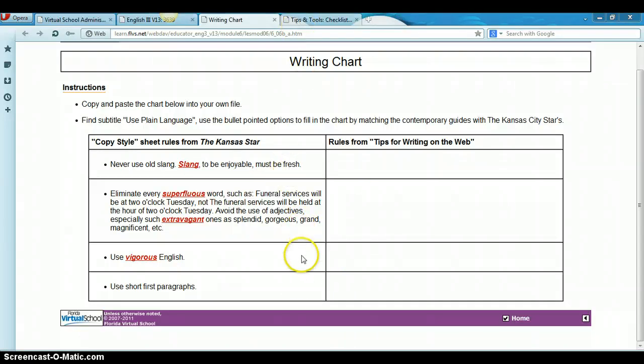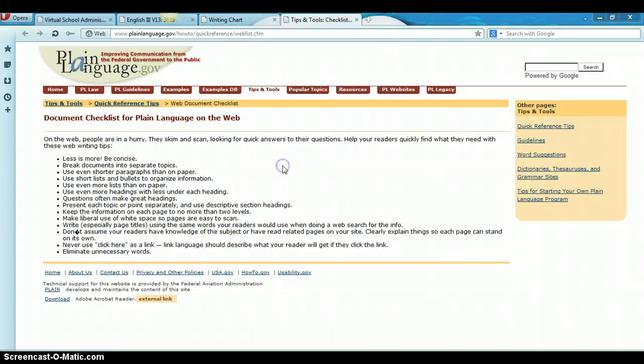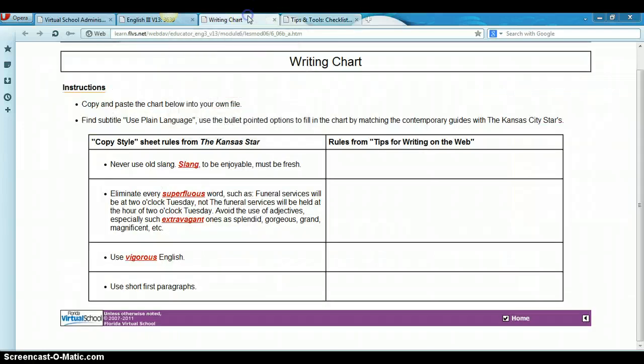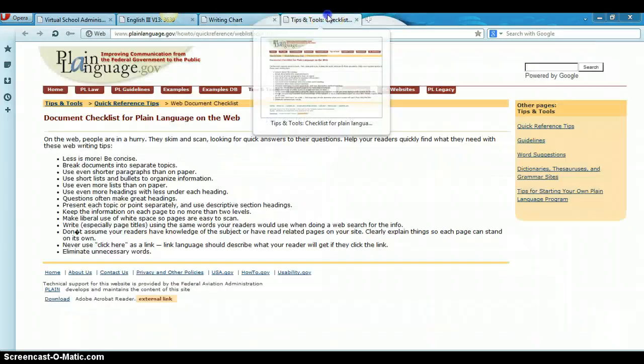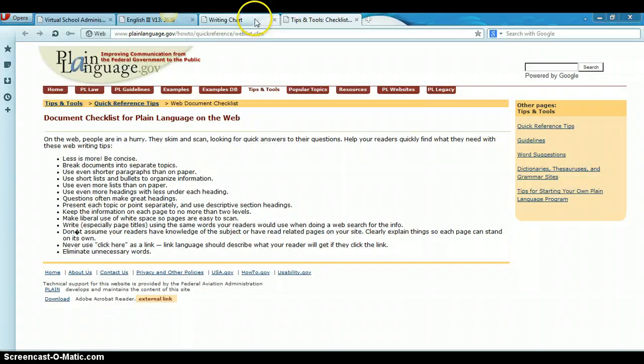Remember, this is just a matching activity. So what you want to do is look at this old rule, think about what it means, and then look at the new rules and figure out which new rule it has evolved into. We may not say this anymore because this was back in Hemingway's time, so how would we say it now? That's basically what you're doing for this assignment.